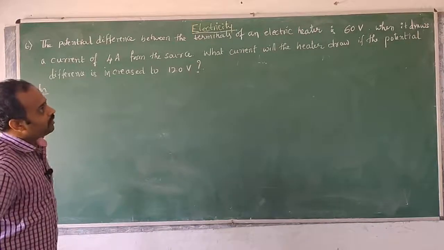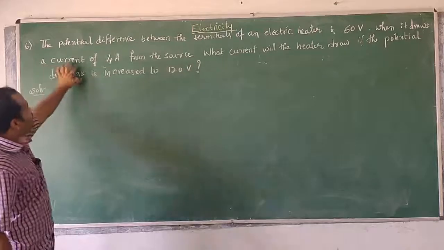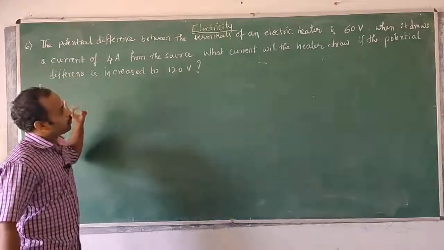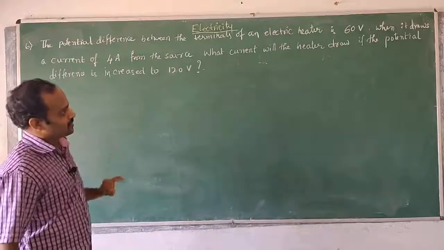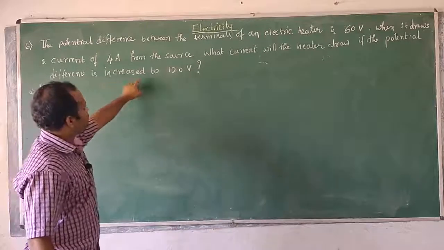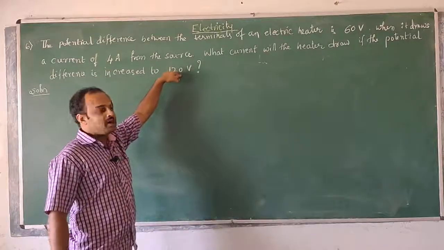Okay, students. The next problem is: the potential difference between the terminals of an electric heater is 60 volt when it draws a current of 4 ampere from the source. What current will the heater draw if the potential difference is increased to 120 volt?